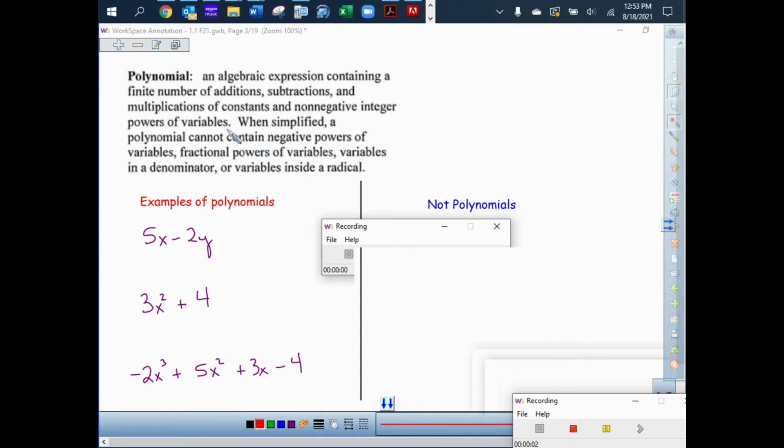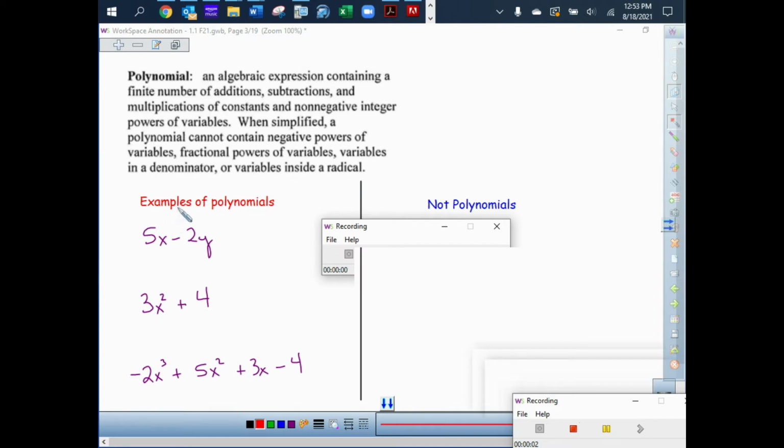So here's the definition of a polynomial. When you have a simplified polynomial, it can't have negative powers of variables. So there's a rule, no negative exponents. It can't have any fractional powers of variables. So the little exponent can't be a fraction. This should be typed out for you. I'm going to put some examples here in a second. So no fractional powers of variables, you can't have any variables in a denominator, and you can't have any variables inside a radical.